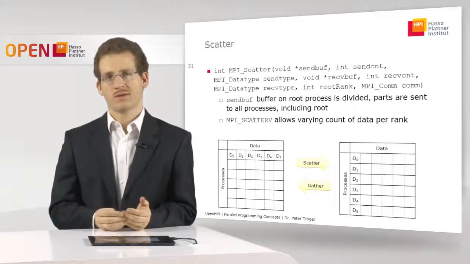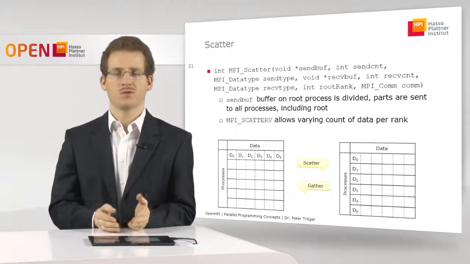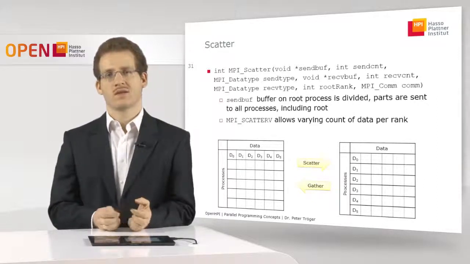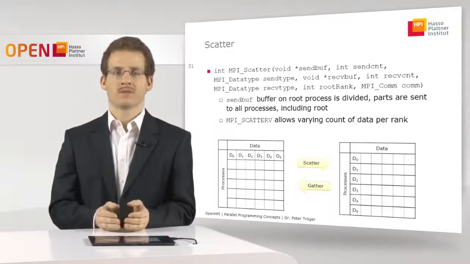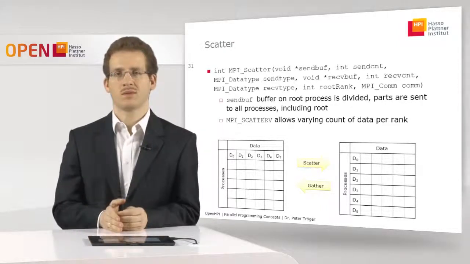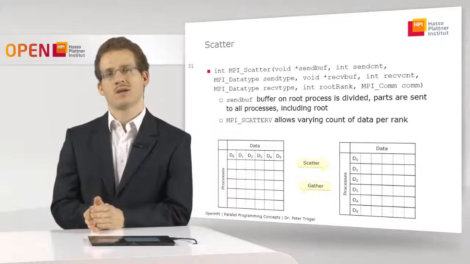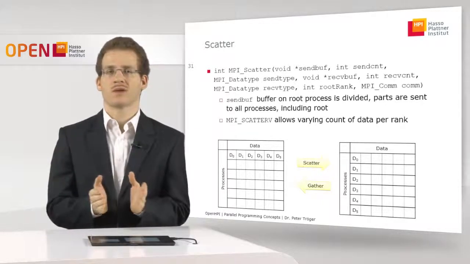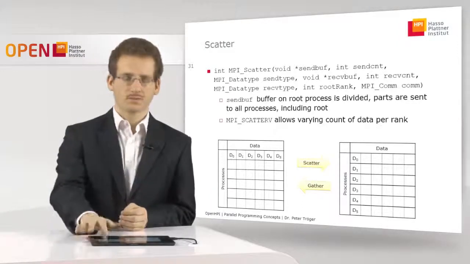The send buffer is used on the defined root rank in order to read the data, to scatter it, and to send it to the receiving nodes. If you want to have equal parts, the standard scatter call is feasible, but there are also variations in the API to define different block sizes for different target ranks in your scatter call.